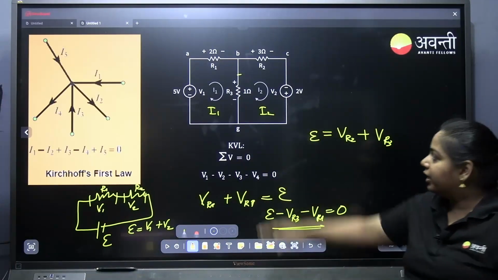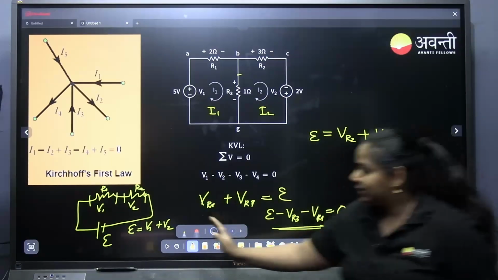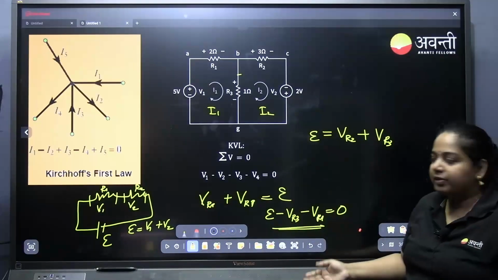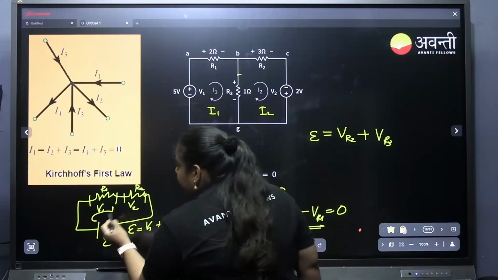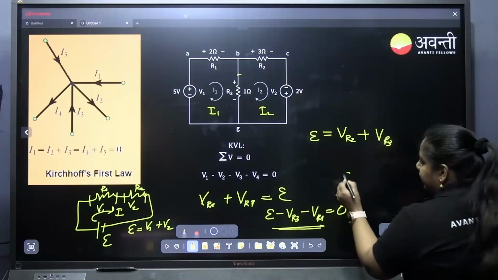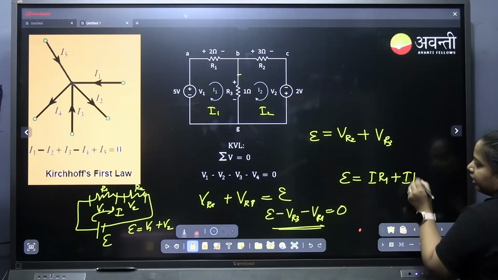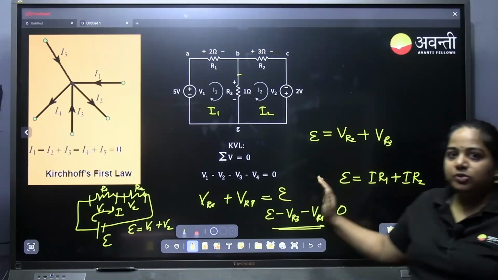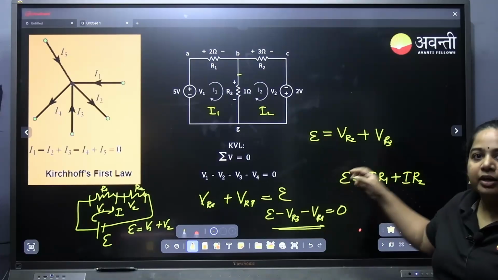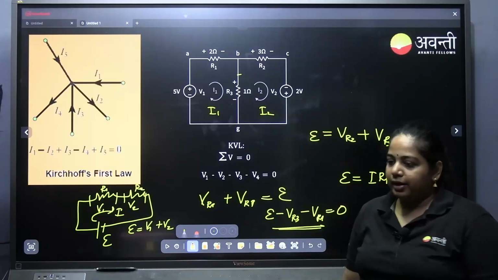Same thing we are doing here also. But if you write everything to the RHS side, LHS side, you will get this. And how to solve this? We are assuming that some current I is flowing. Then EMF will be equal to IR1 plus IR2. Like this you can solve it. For R1, R2, EMF given, you can find I. That is our aim, how we solve. Now clear?